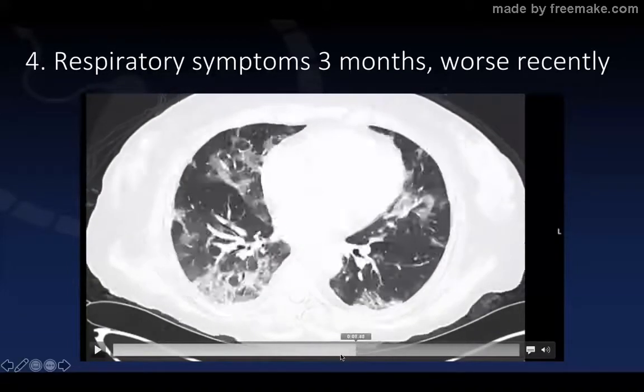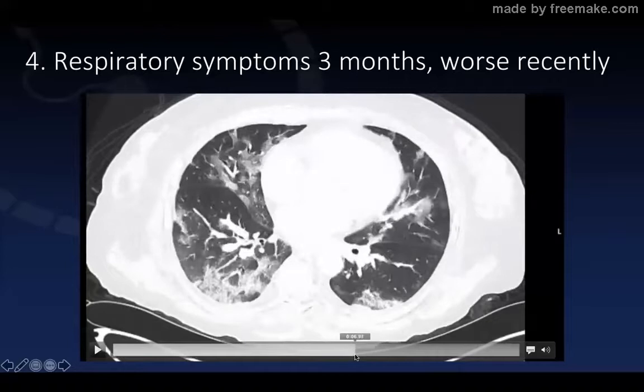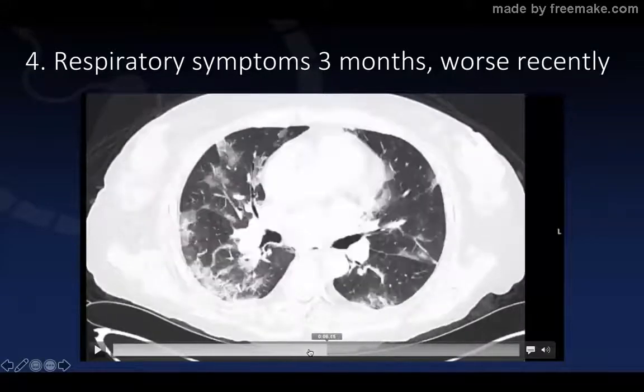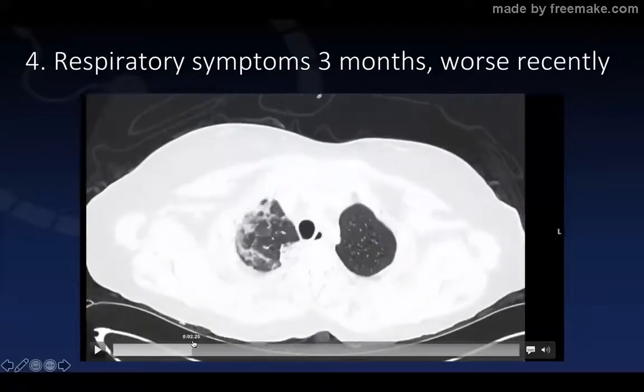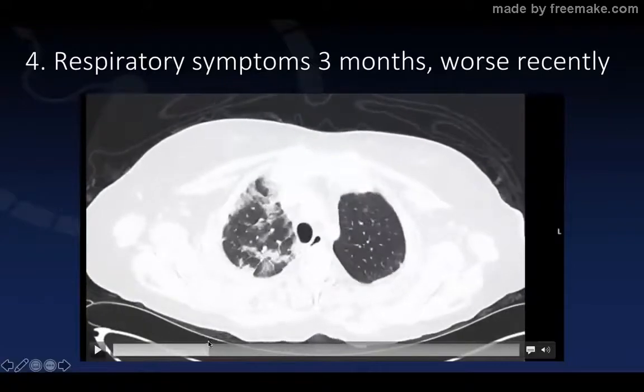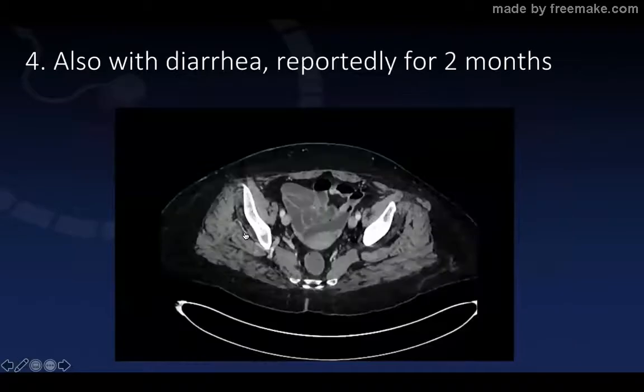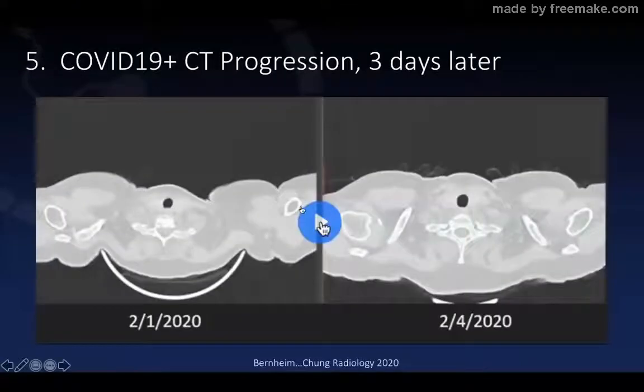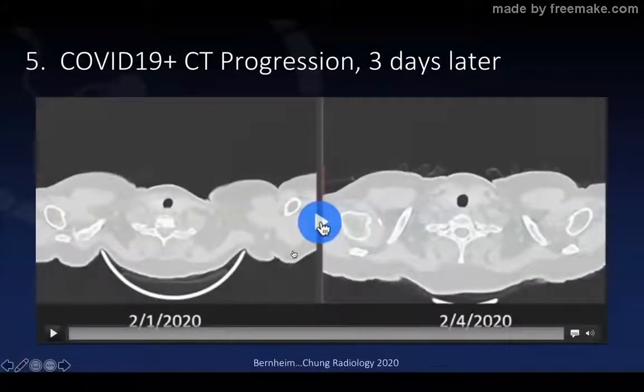Among these areas of ground glass opacities, you can see areas of the lung that are relatively spared. You can see this lobule is relatively spared. This is a perilobular pattern indicating what we can see in organizing pneumonia. For example, here, this lobule is relatively spared. And because the patient received a chest and pelvis CT, there are findings of diarrhea, as you can see in the small bowel here with fluid in the small bowel.